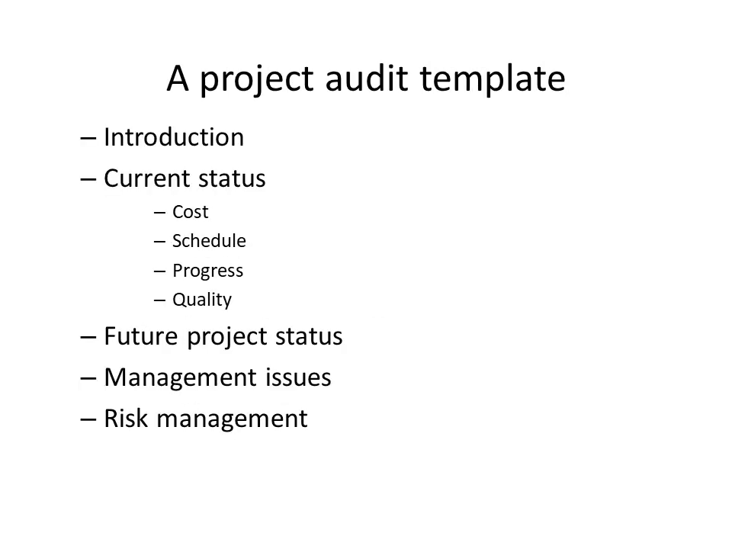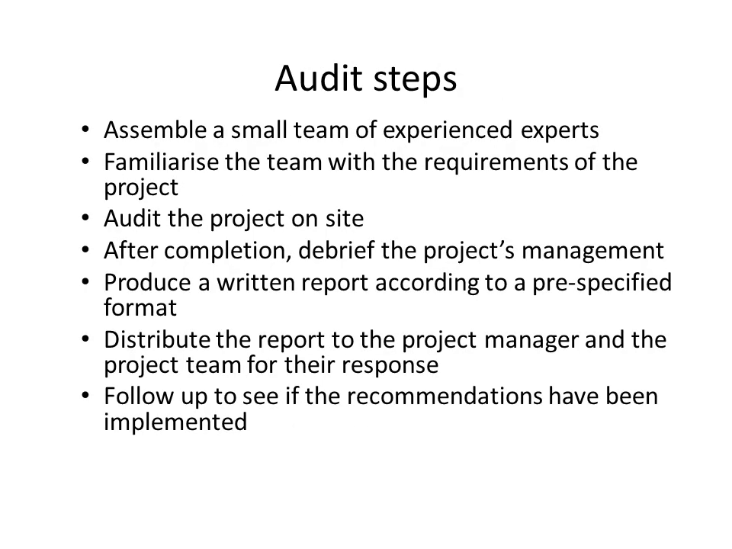An audit template might look something like this: general introduction and the current status of the project against cost, schedule, progress, quality, some assessment of future project status, management issues, and a section on risk management. So this is a typical template. How do we do an audit? Assemble a small team, familiarise them with the project, audit it, debrief, written report, distribute the report, and follow up to see if the recommendations have been implemented.